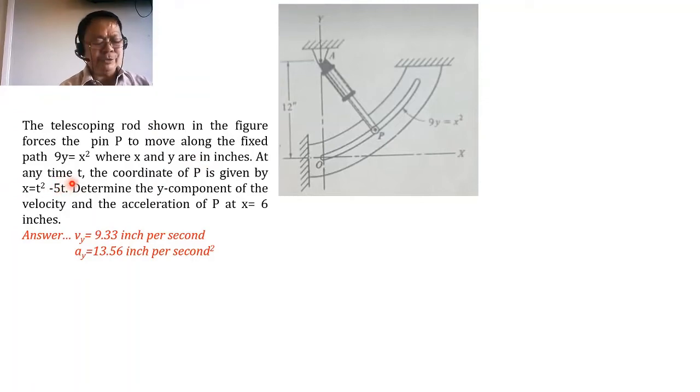At any time t, the coordinate of P is given by the equation x is equal to t squared minus 5t. And from here, we are to determine the y component of the velocity and the acceleration of P at x equals 6 inches. So here, what we are asked to find will be the y component of the velocity, or in other words, the v sub y, and the acceleration of P at x equals 6 inches.